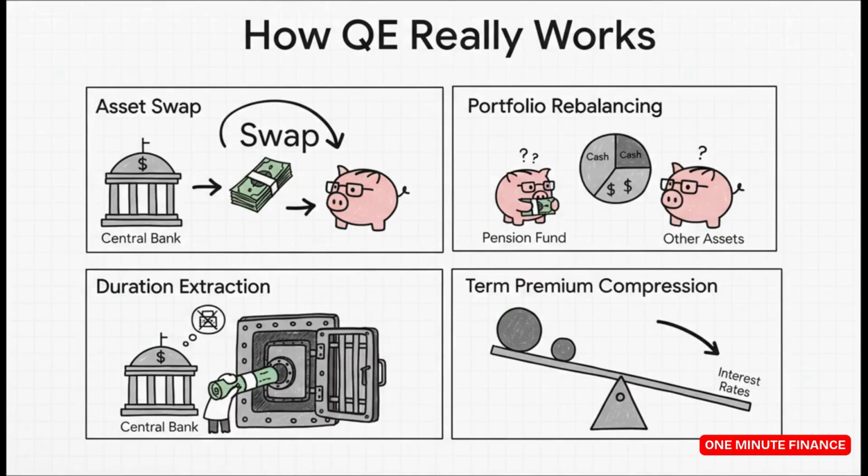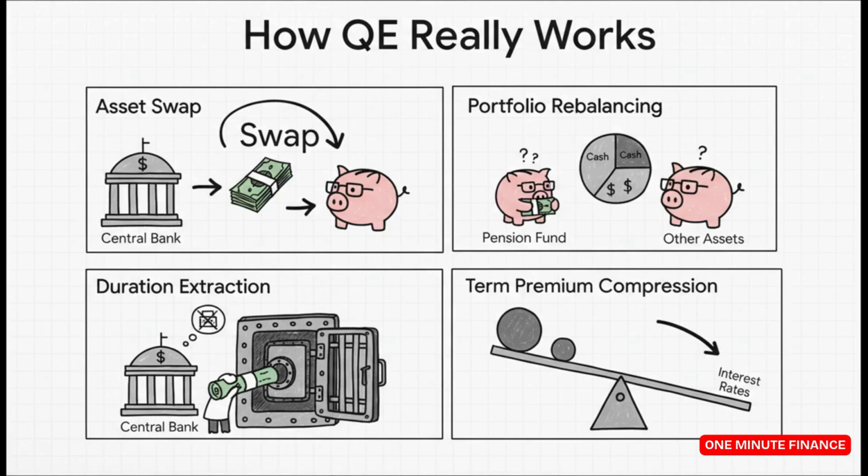So, how does QE actually work? This part is absolutely critical. It is not printing money to just hand out. It's an asset swap. The central bank buys a long-term government bond from, say, a pension fund. The pension fund sells the bond and gets cash, or more accurately, central bank reserves in its account.